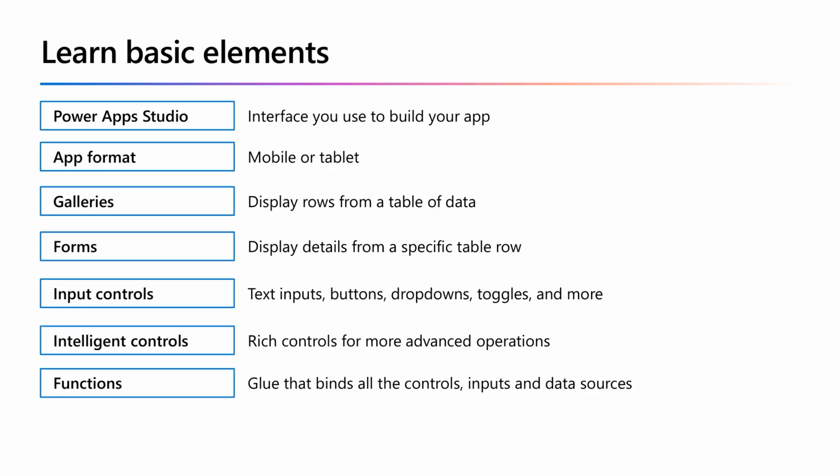Galleries use the gallery control to display records from a table of data, and records are then defined by a template, which you can customize in order to meet your needs. This allows you to control which fields are shown and how they're formatted. Power Apps will apply this template automatically for you to every record in your data.